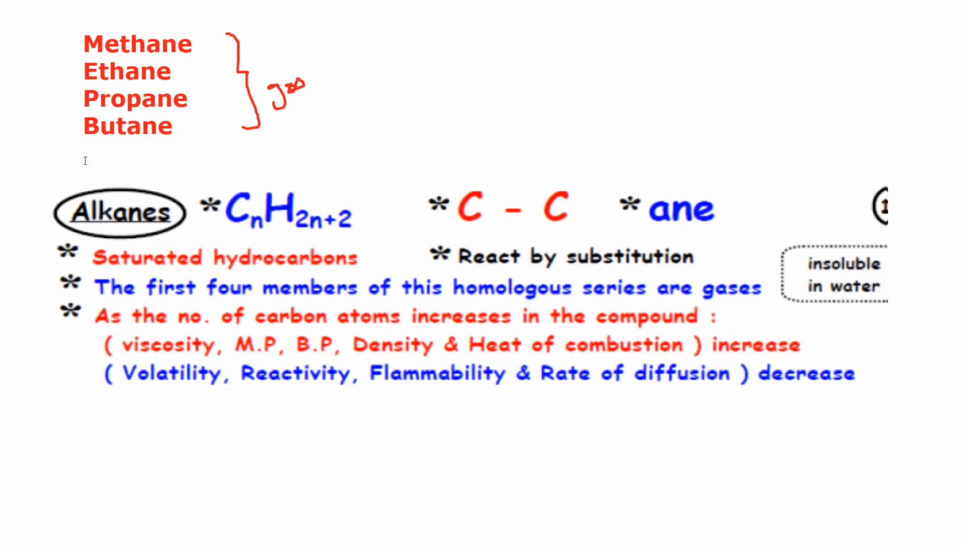Then after butane, we have pentane, so that will be liquid. And higher alkanes are wax-like solid. Wax-like solid means it is not a very hard solid. It can be deformed easily, so they are wax-like solid. As the number of carbons increases, the boiling point will also increase. The density also increases, and the energy which is given off will also increase.